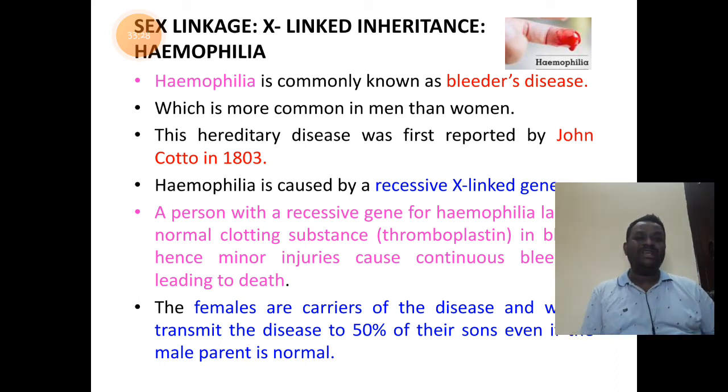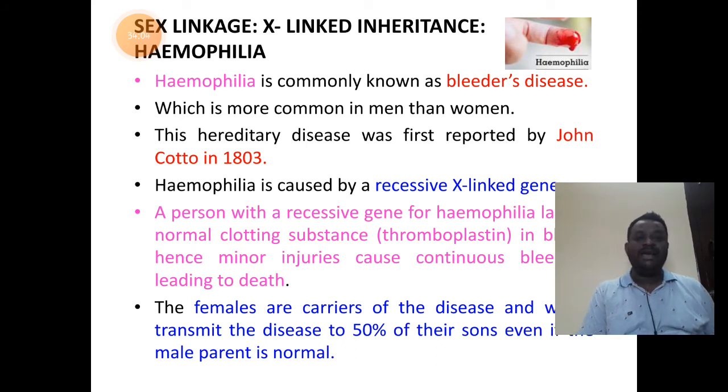A similar pattern of inheritance you find in the next disease, which we call hemophilia. Hemophilia, which is also commonly called bleeder's disease, affects both men and women. It's a hereditary disease, which was first reported by John Cotto in 1803. It's also called the Royal disease because it was seen in the family of Queen Victoria.